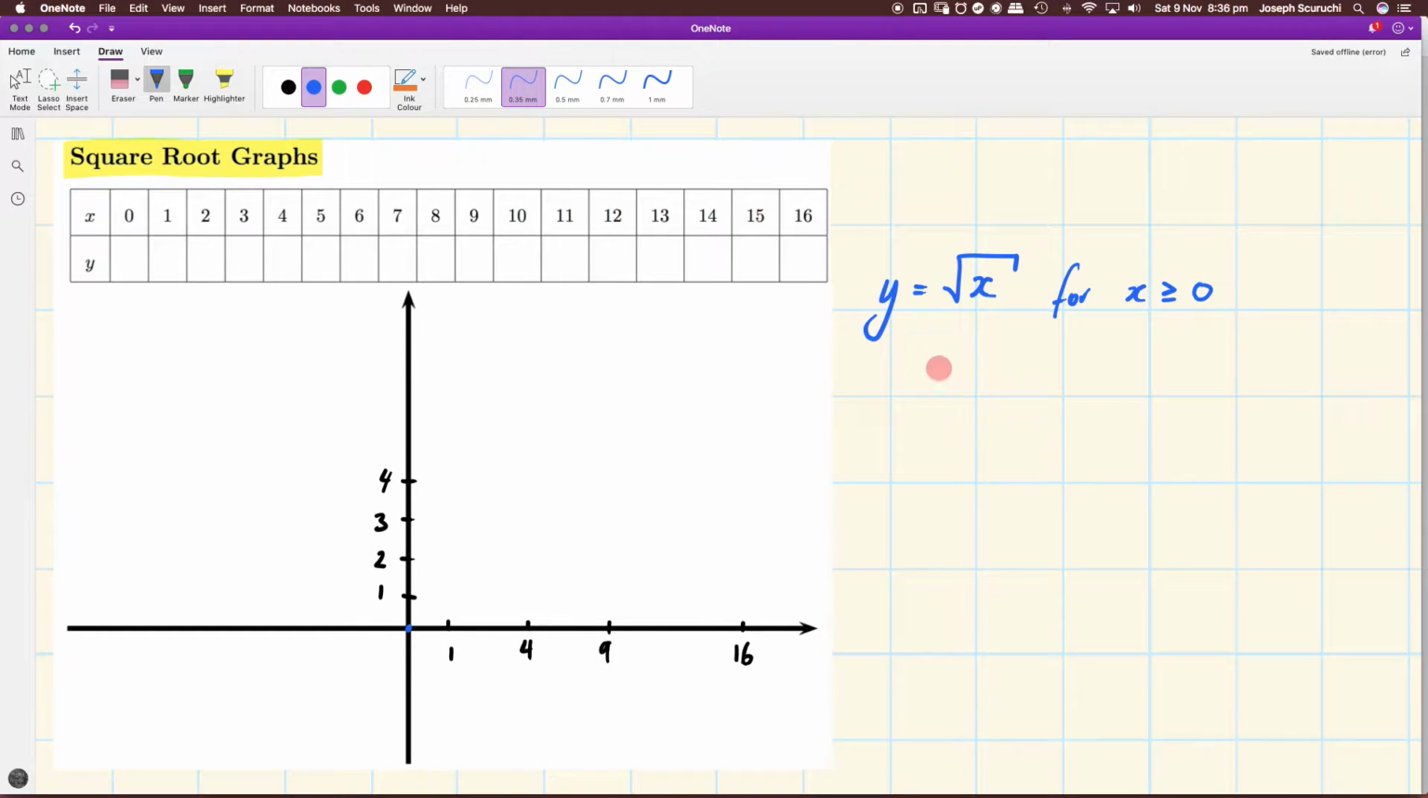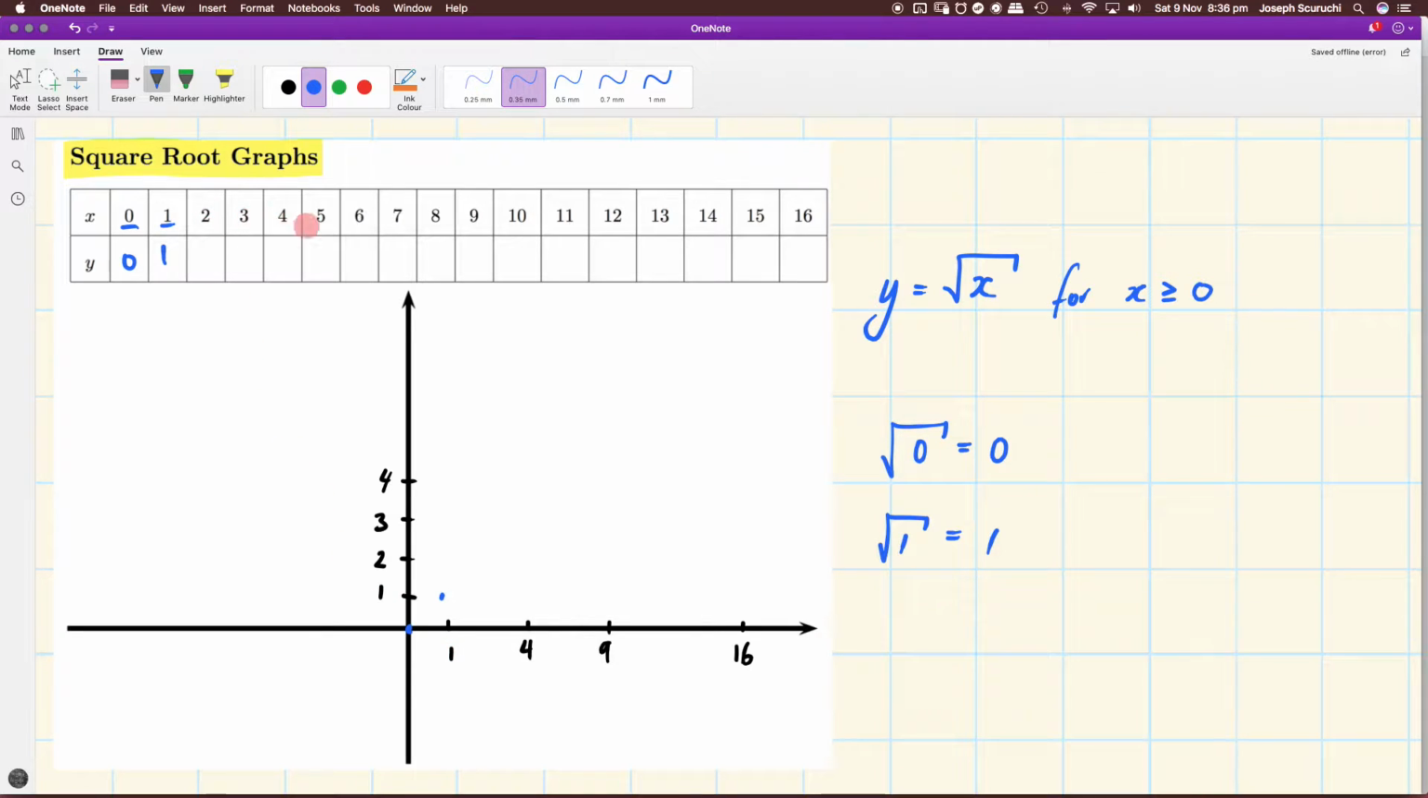Let's now see what this looks like. So we're going to graph it, and we're going to do so by first filling out our table of values. So we're going to begin by subbing in 0 into my x spot. So the square root of 0 is 0. So I'm going to pop that there and put a 1, 0 here. Let's now move on to x equals 1. What happens when I let x equal 1? I get 1 out. So I'm going to put 1 here and come up here and put that in.